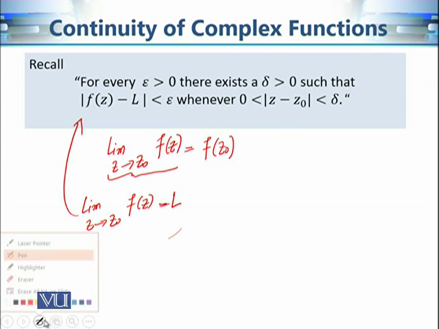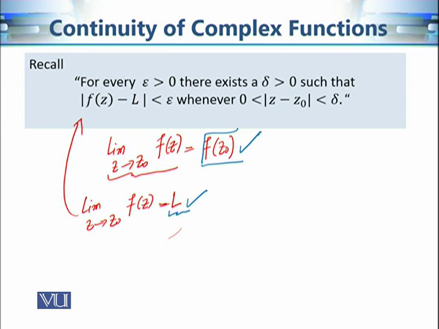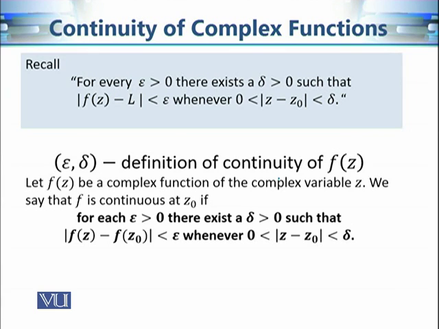Now what is the difference between the definition of limit and the definition of continuity? Over here the limiting value is any complex number L, but over here this number is very special, and it is in fact the functional value at that point. So if we just replace this L with f of z0, then we will have another definition of continuity, which is known as the epsilon delta definition of continuity of f of z. Once again, we are just writing down the definition of the limit, but replacing this L with f of z0. The rest of the definition is the same.